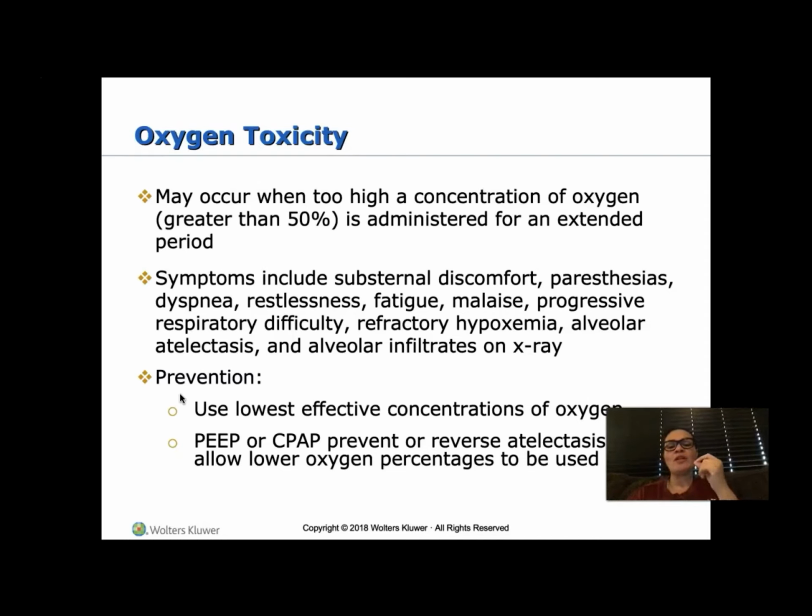But remember, too much of anything, if we give too much PEEP or too much CPAP, what did I say it does? It keeps the alveoli open. If we do it too strongly, we can actually pop them and cause permanent damage. Okay, then we really can't get any oxygen anywhere. So again, every kind of treatment takes time, and you have to start least invasive and work your way up.